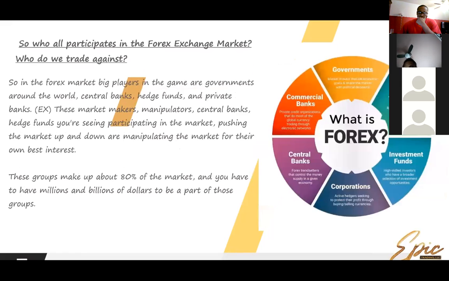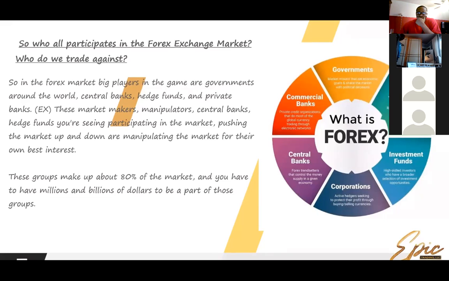So who all participates in the foreign exchange market? Who do we trade against? So In the foreign exchange market, big players in the game are governments around the world, central banks, hedge funds, and private banks. These market makers, manipulators, central banks, hedge funds, you're seeing participate in the market. They push the market up and down. They're manipulating the market for their own best interest. So, who are these players? You have the commercial banks, that private credit organizations that do most of the global currency trading through electronic networks.